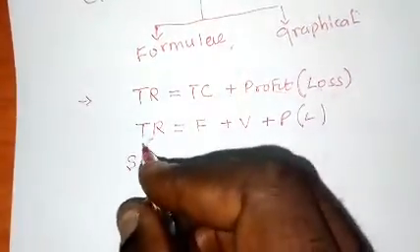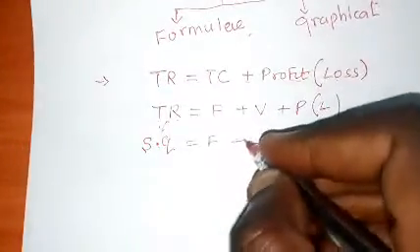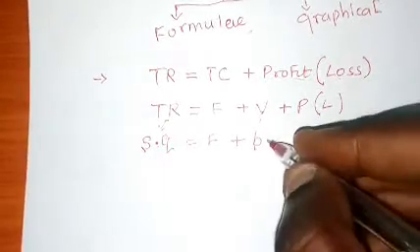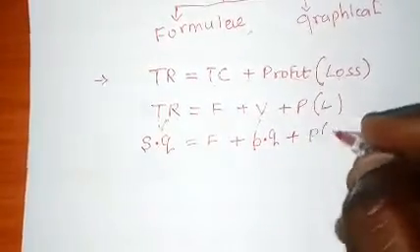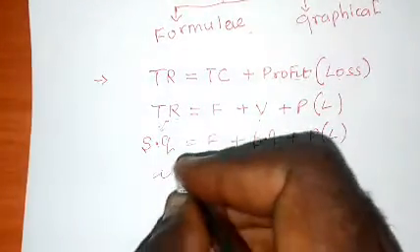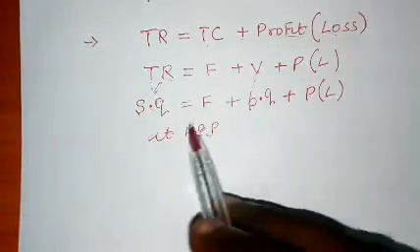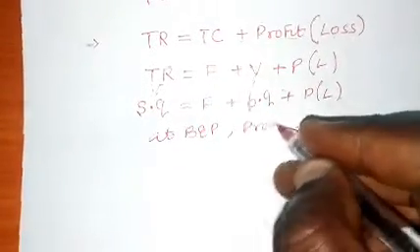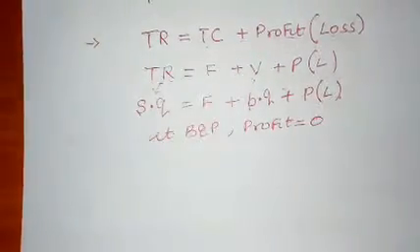That is the total revenue, which is equal to fixed cost, plus total variable cost, which you can represent as variable cost per unit, which is B dot Q, then plus the profit or loss. Now at break even point, we know that the profit will become zero, no loss, no profit.